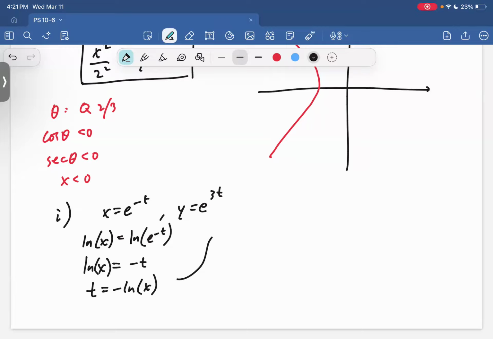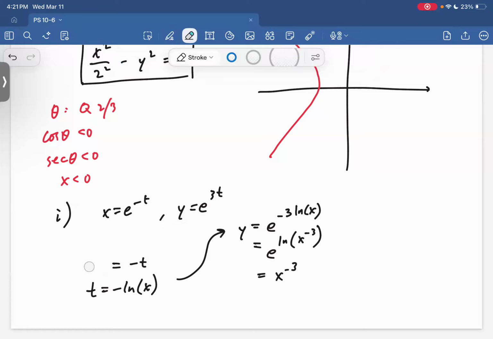And then if you plug that into there, we would have y equals e to the negative 3 ln x, which you would simplify based on logarithmic rules, that this is e to the ln x to the negative 3, which simply tells us that, and now we can cancel out the e with the log there, which gives you y equals x to the power of negative 3.